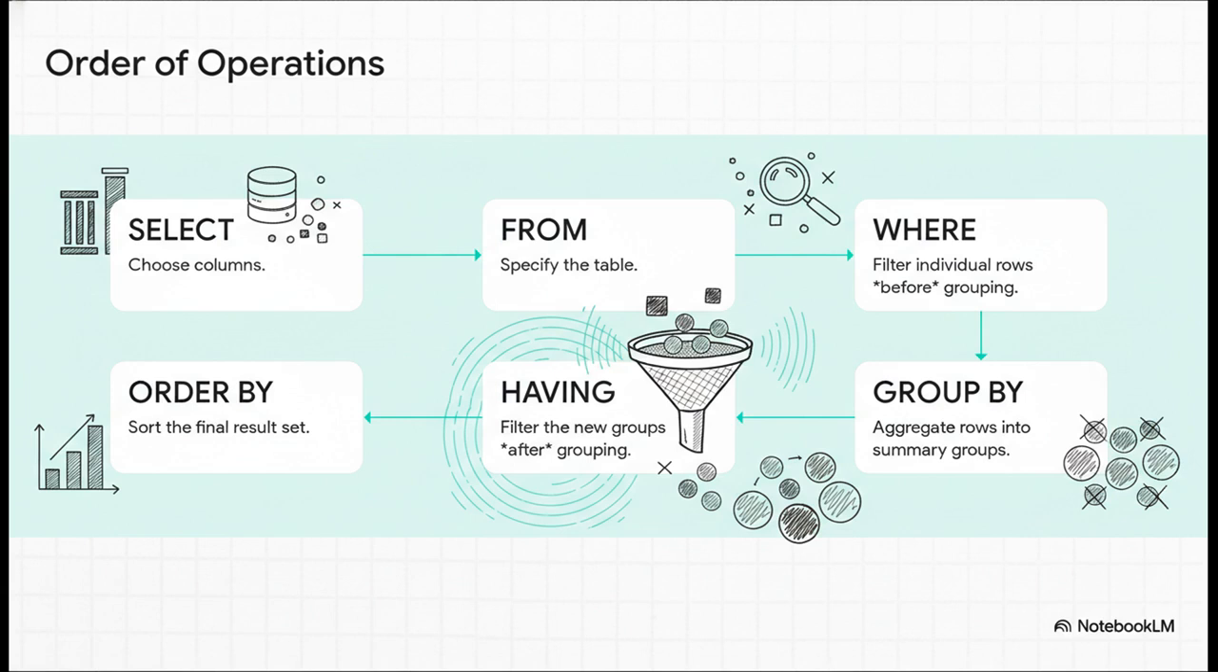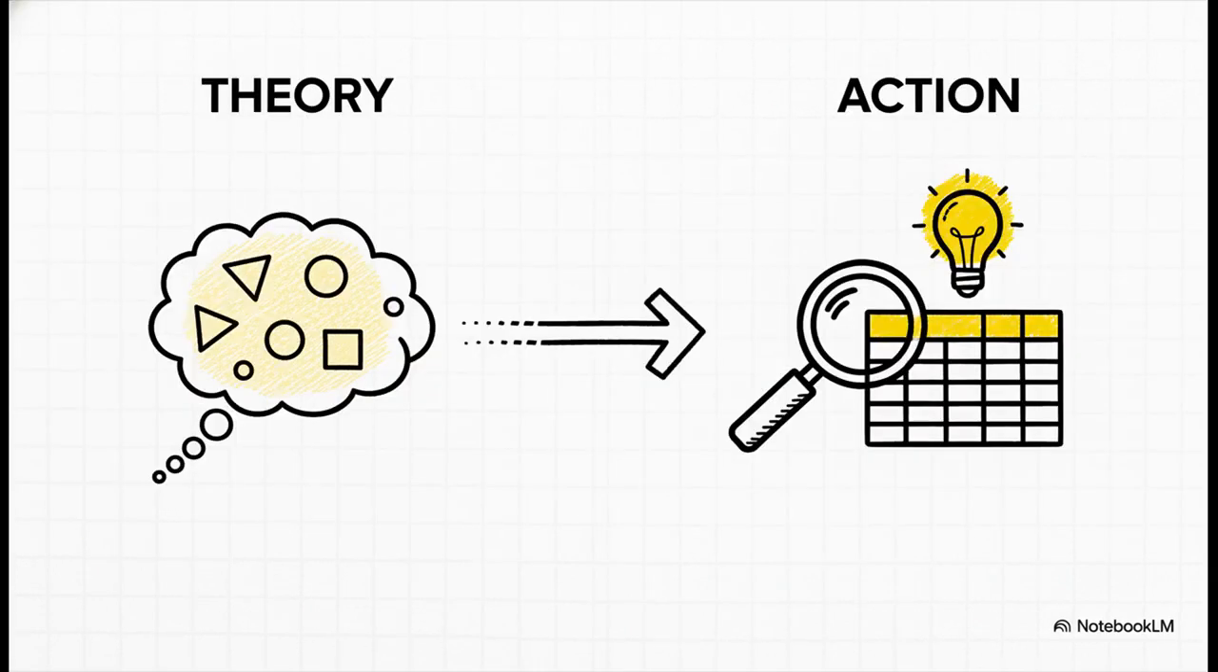A query always starts by grabbing data from a table. Then the WHERE clause filters out individual rows. Only then does GROUP BY come in and bundle the remaining rows into those summary groups. And here's the key moment. HAVING steps in right after the grouping is totally finished to filter those new groups. Now, theory is one thing, but seeing it in action is where it really clicks, right? So let's walk through a nice, simple, practical example to see exactly how this works.